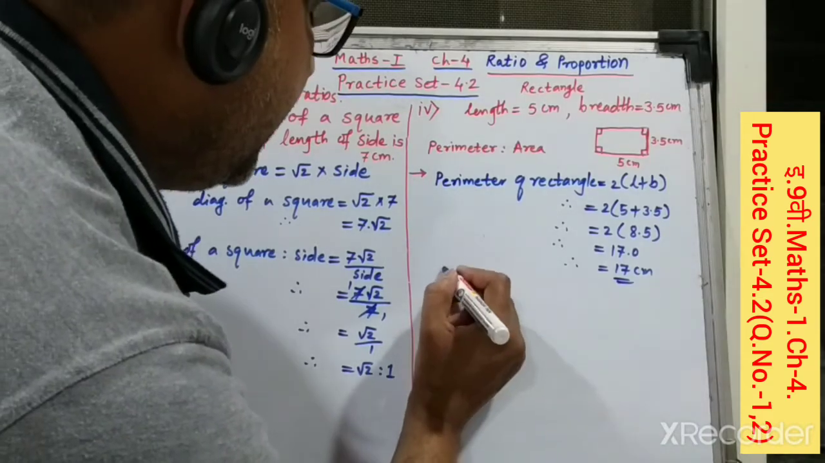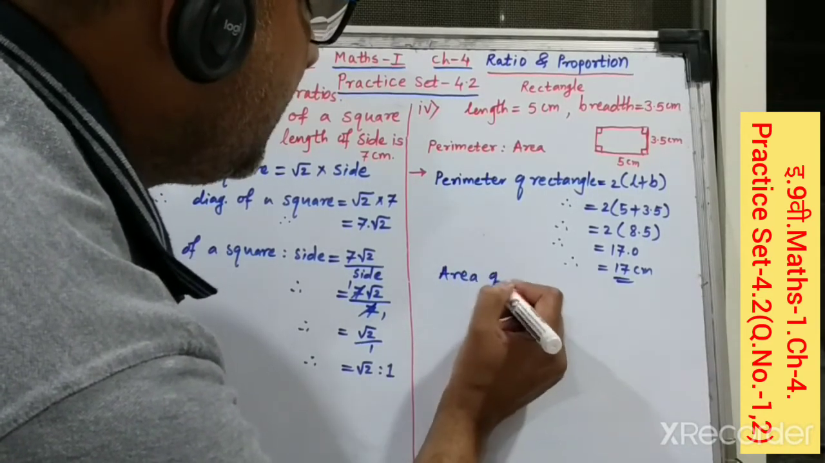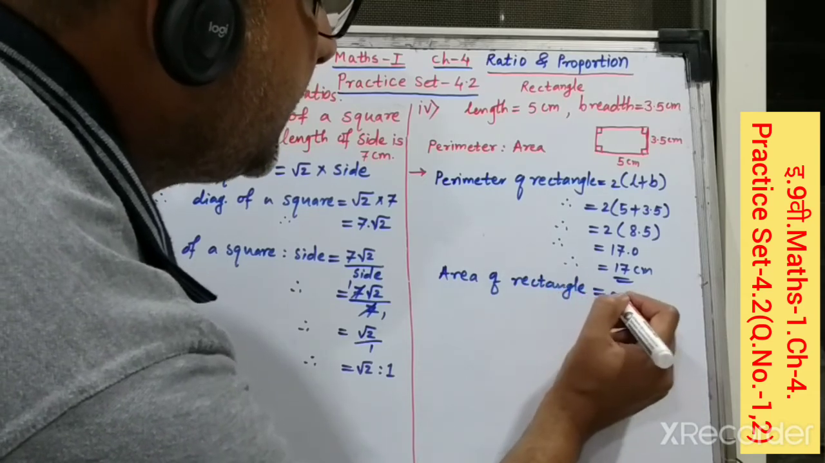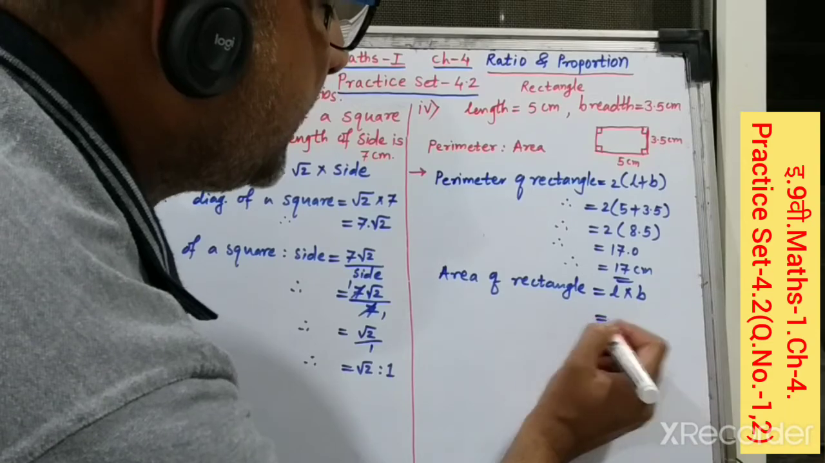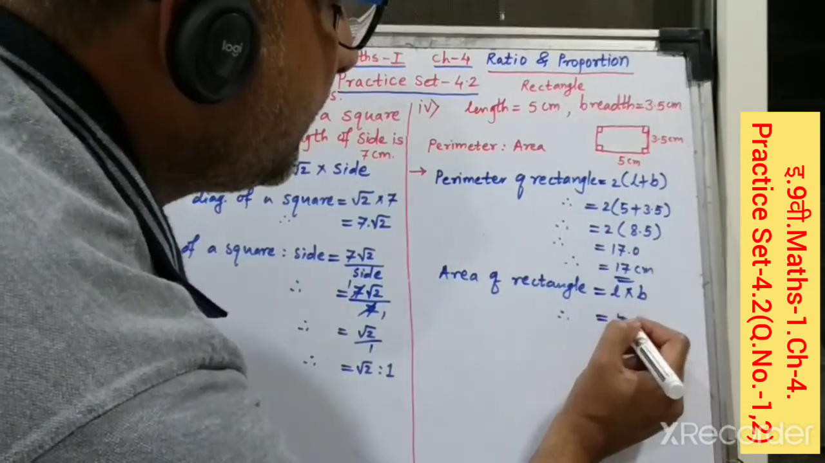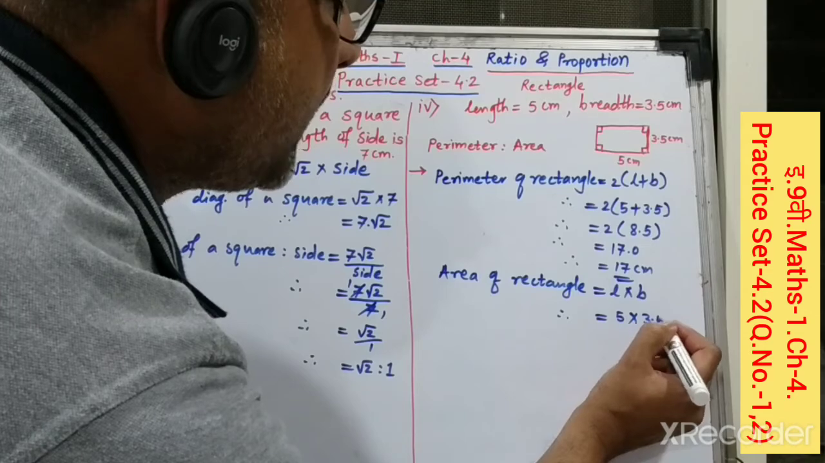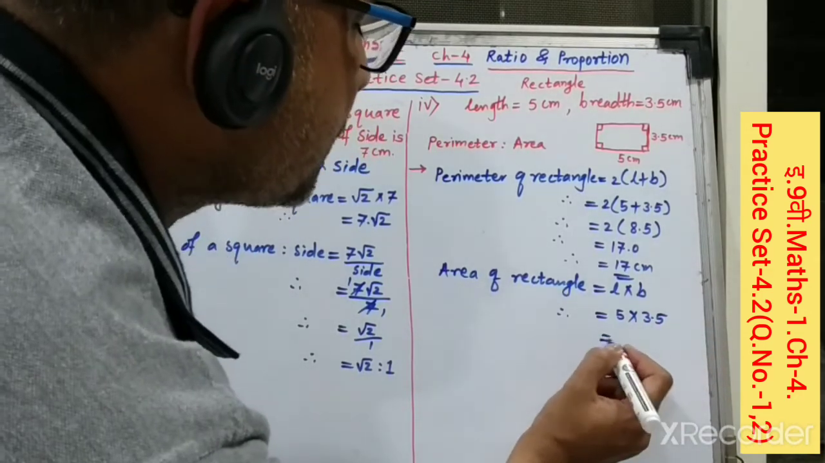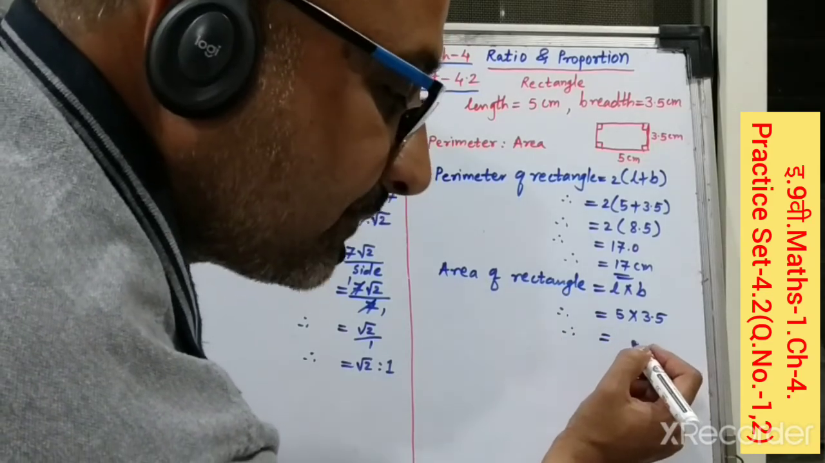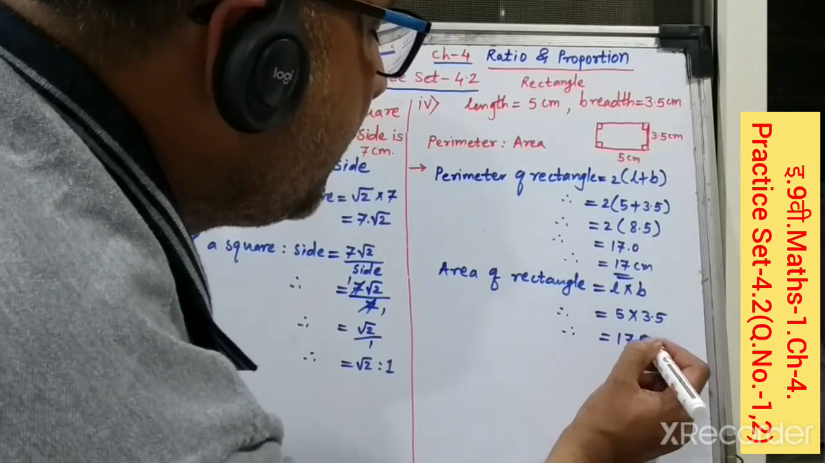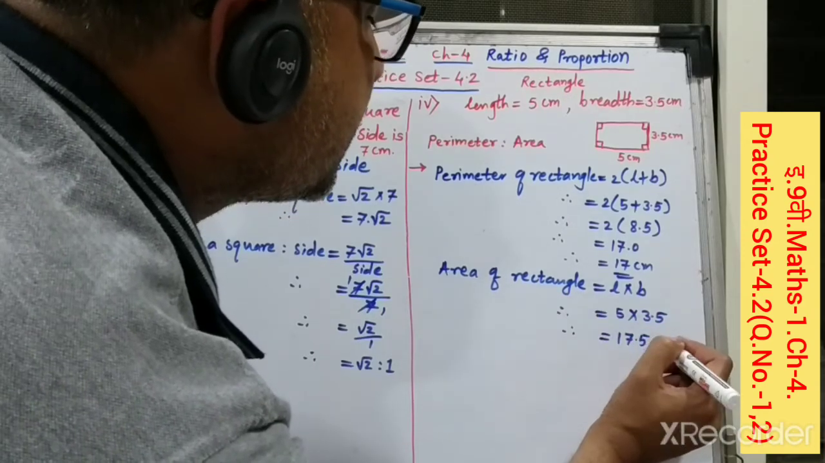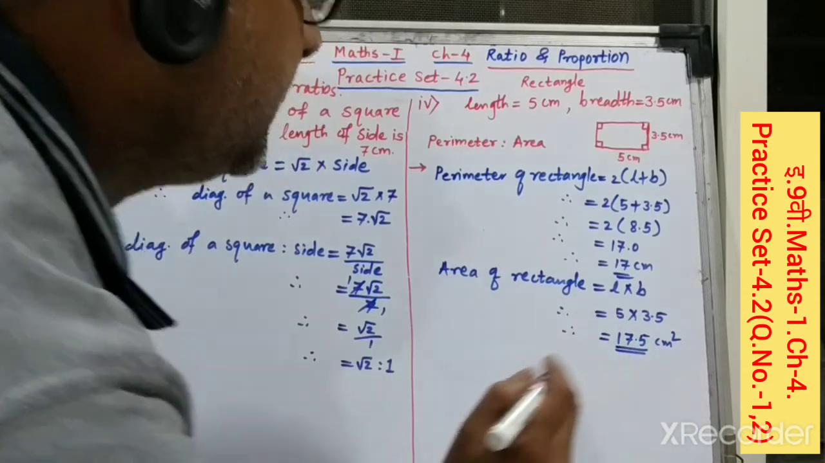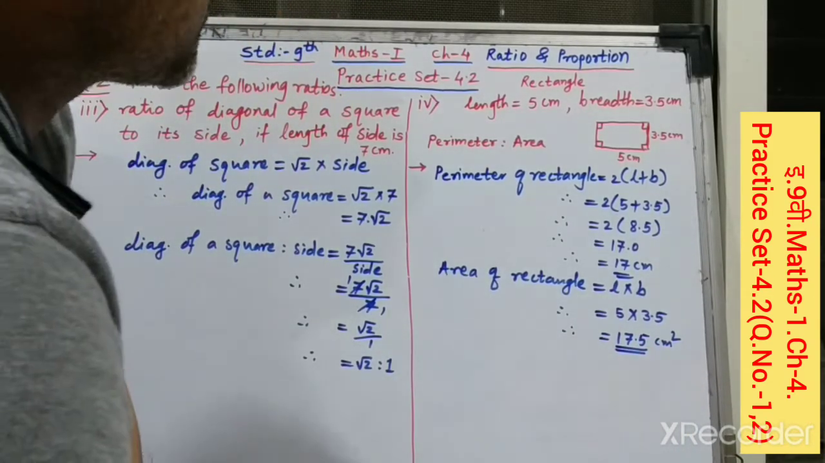Now let us find the area of rectangle. So area of rectangle, the formula is L into B, that is length into breadth. So length is 5 and breadth is 3.5. So length into breadth, that is 5 into 3.5. So the product of these two numbers is 17.5, and the unit for area is centimeter square. So area of rectangle is 17.5 centimeter square.